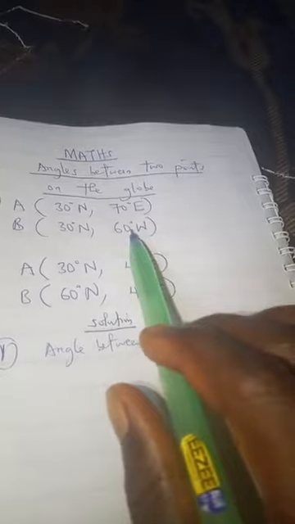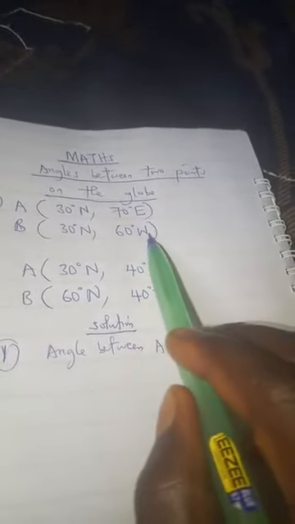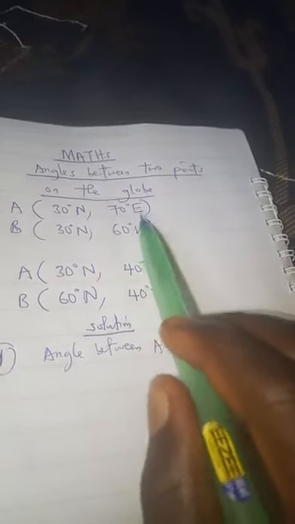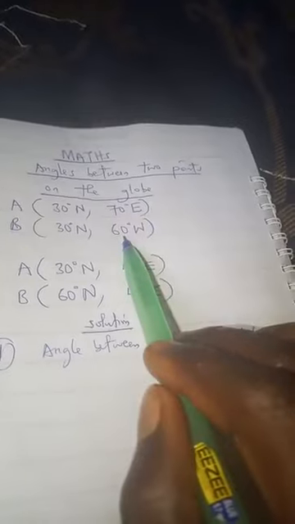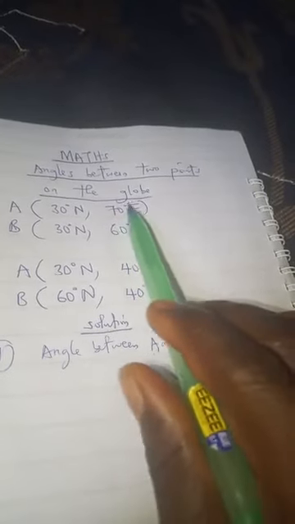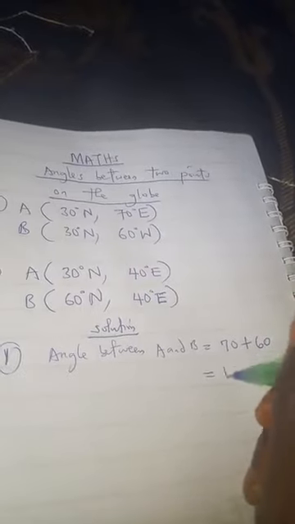longitudes they have. The reason why we are adding is because one is on east and the other is on west. Assuming both of them were on east, we would have subtracted the two. Or if they were both in west and west, we would have subtracted the two. But since one is on the east and the other one is west, we add. And this will give us 130 degrees.